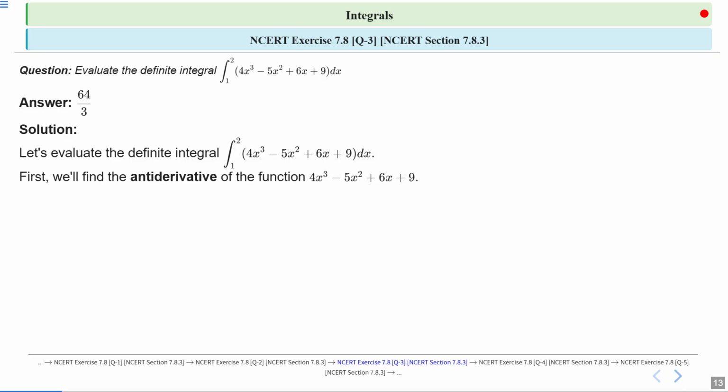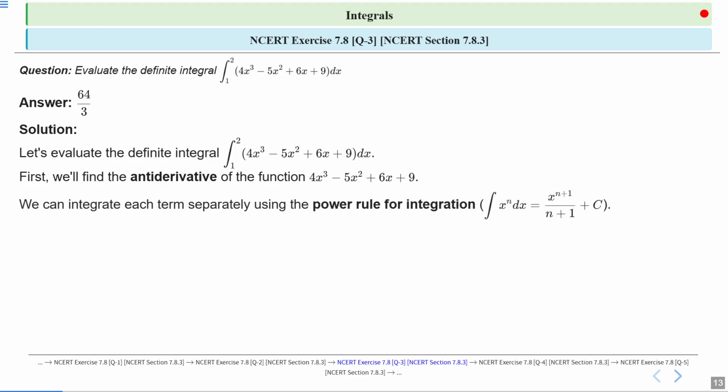So to evaluate the definite integral from 1 to 2 of 4x cube minus 5x square plus 6x plus 9, first we have to calculate the antiderivative of that function. So we apply the power rule of integration. The power rule for integration: the integration of x^n is x to the power n plus 1 by n plus 1, plus the constant of integration.